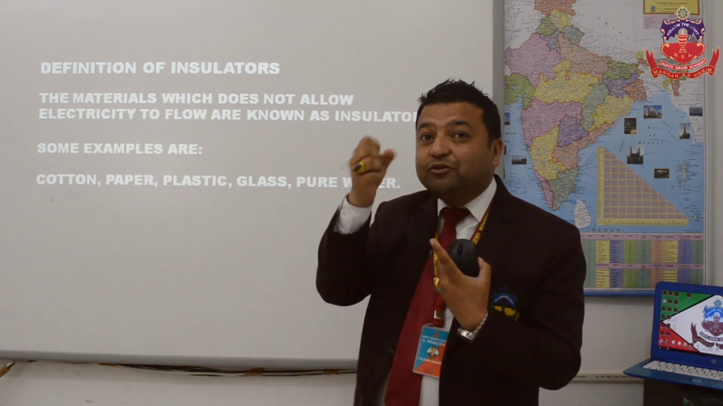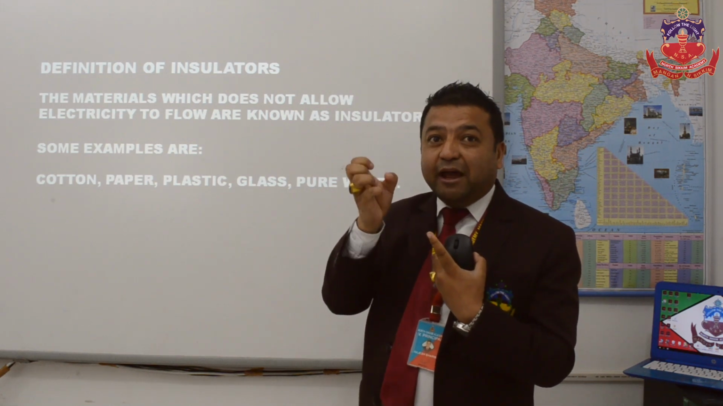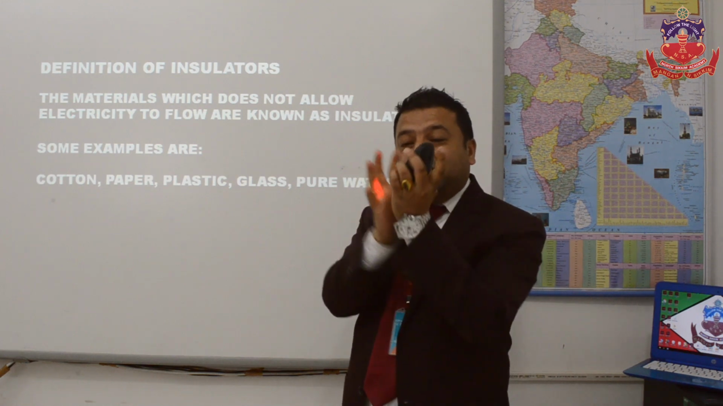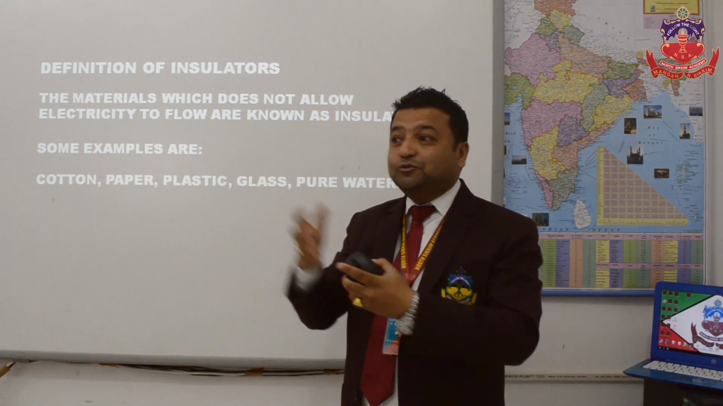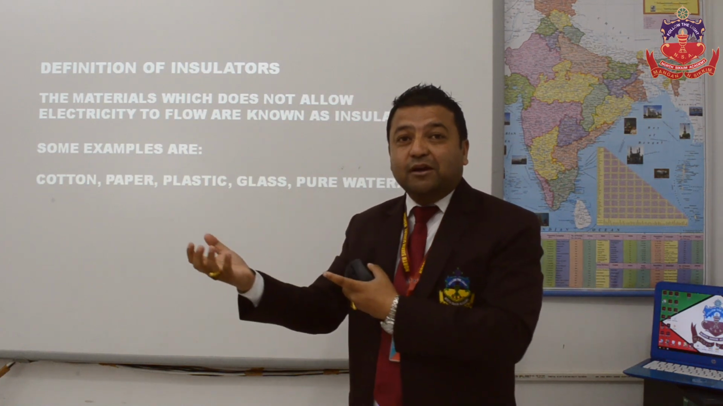The electrician uses a plier. In the handle of the plier you can see plastic and rubber. They use rubber gloves. Why they use them is to avoid getting a shock from electricity.